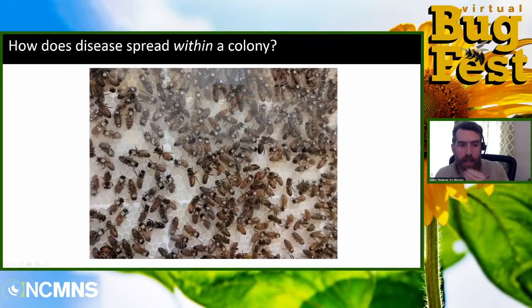And so what we were interested in was two questions. Both, how does disease spread within a colony? If we mark all the individual worker bees and we have some that are infected and some that are not, what happens? How do the bees respond to that infection, and how would a disease actually get transmitted between these thousands of individuals that are constantly touching each other?